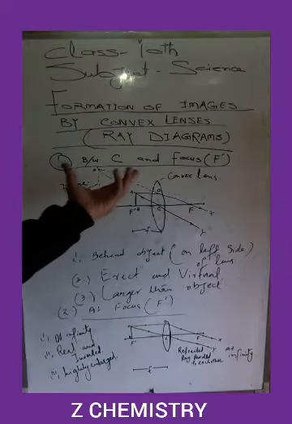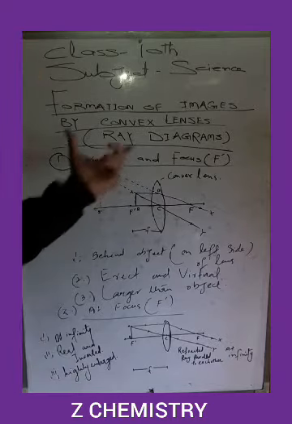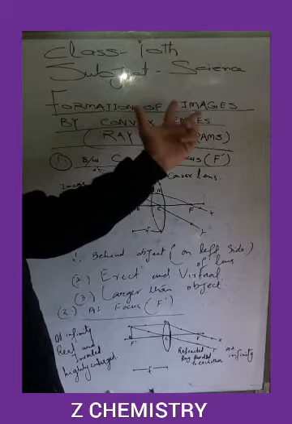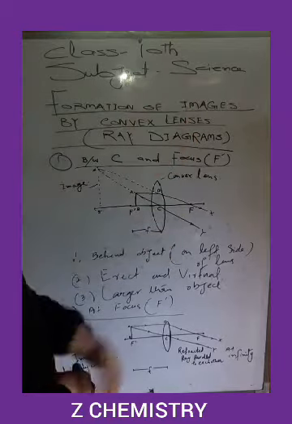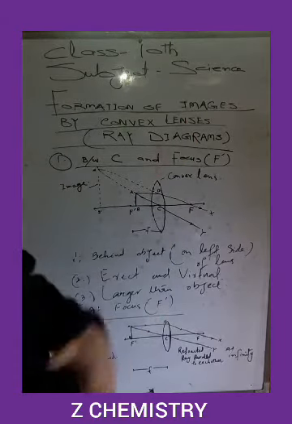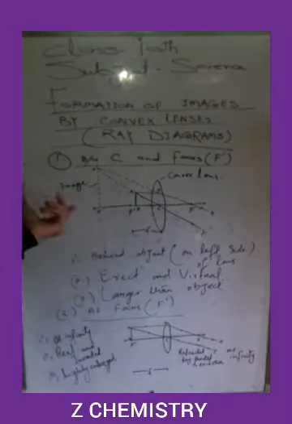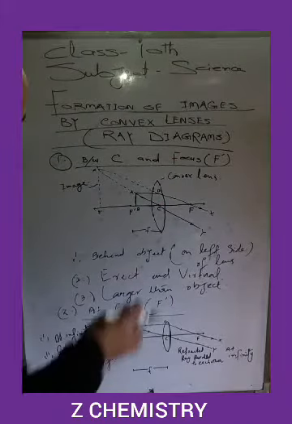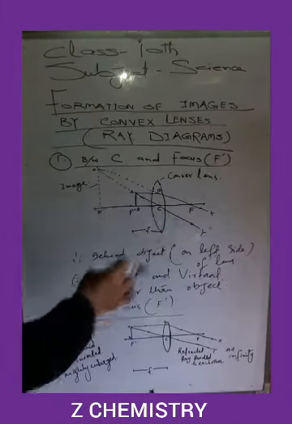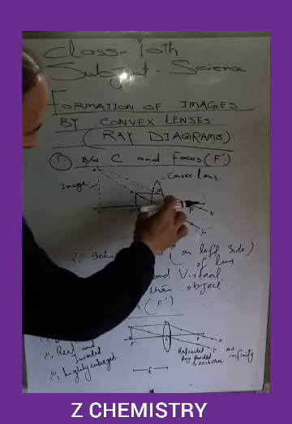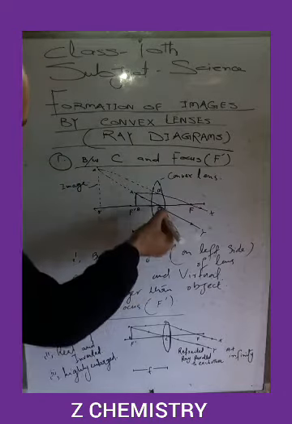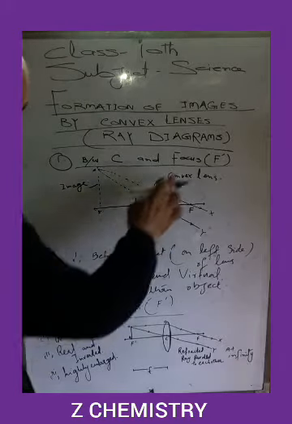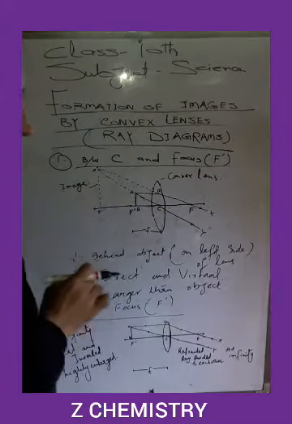In the very first case, where we have to learn about the formation of images by convex lenses and the ray diagrams, we take the position of the object between the optical center and focus. This is a convex lens, a lens which is thick in the middle and thin at the edges. Its central position is called the optical center, and this is the focus.